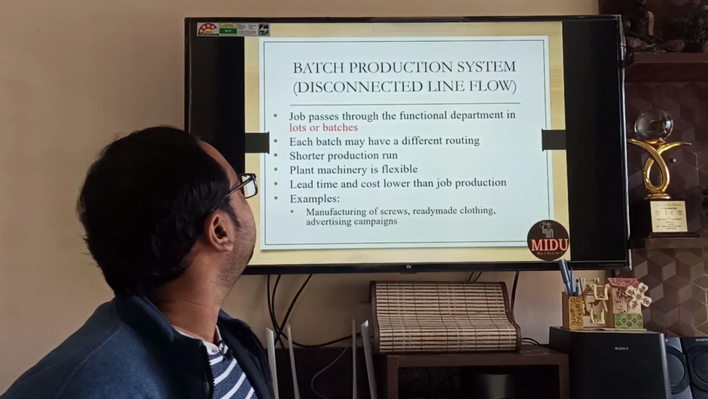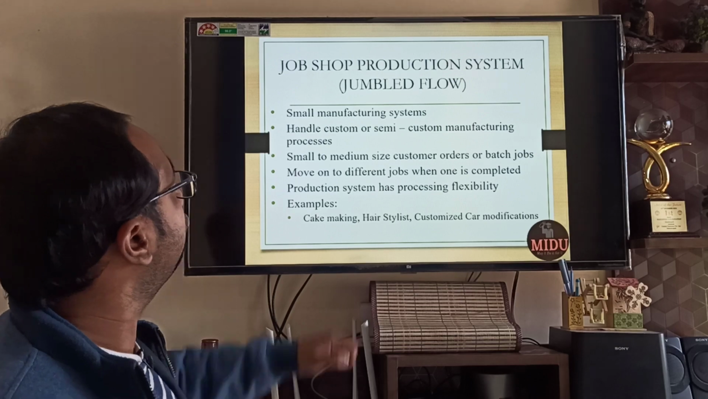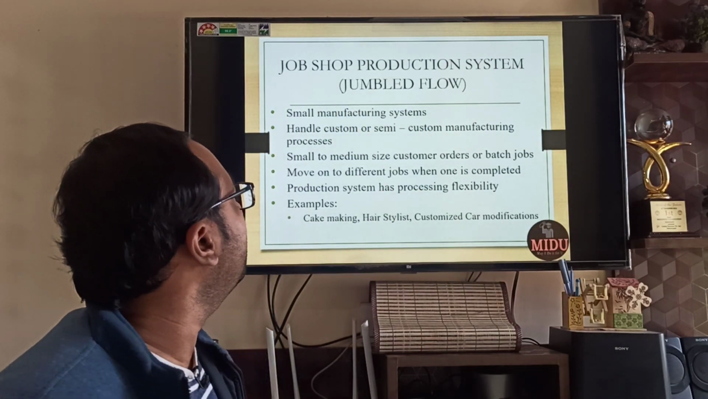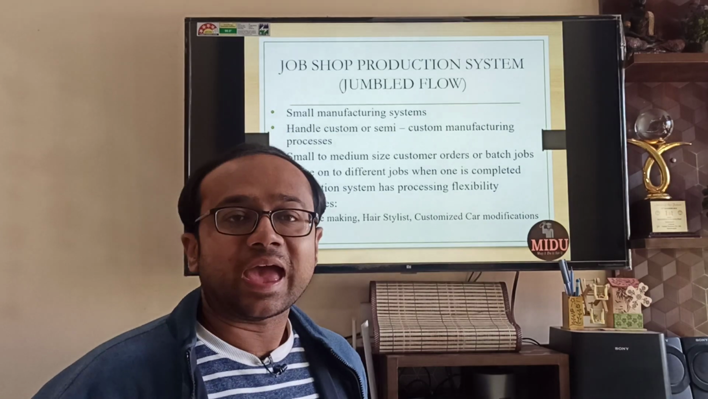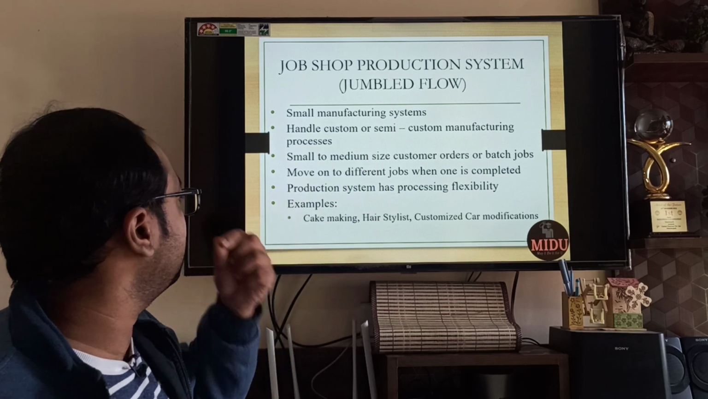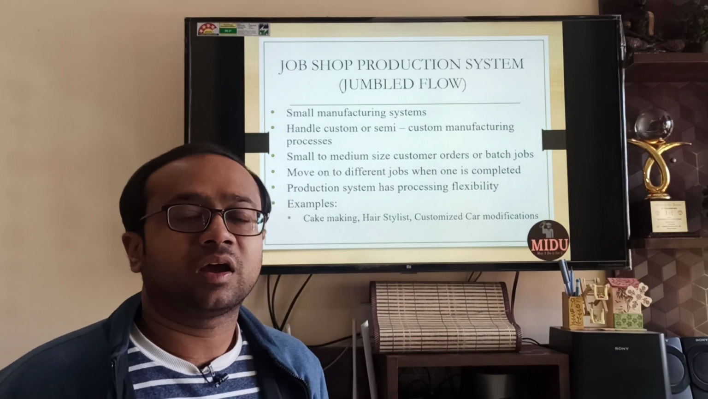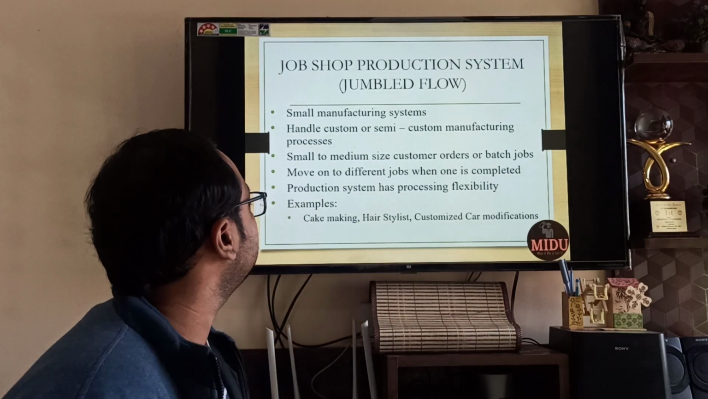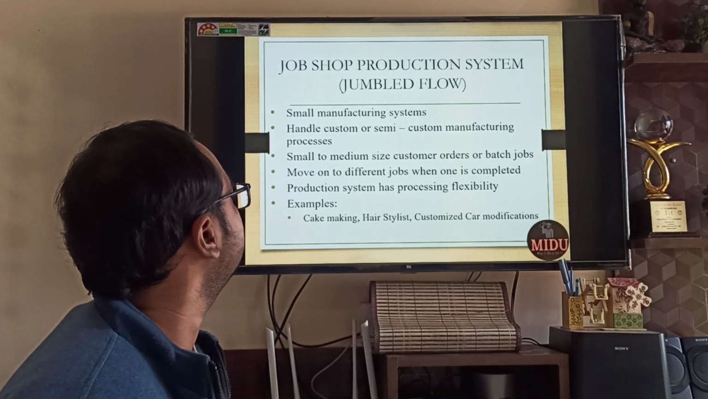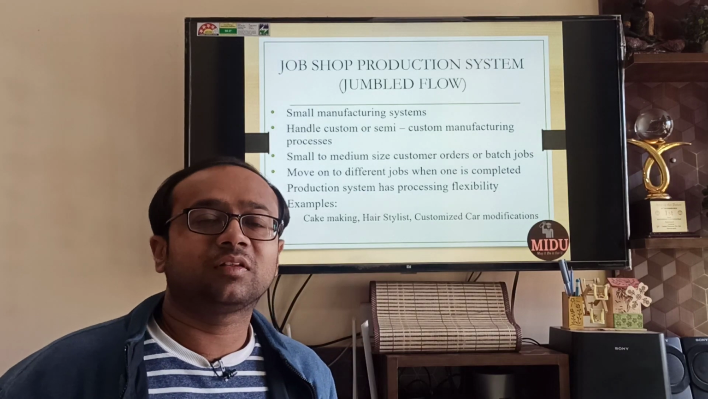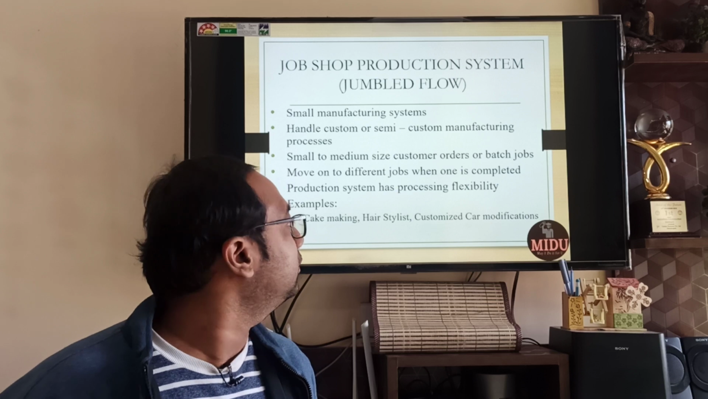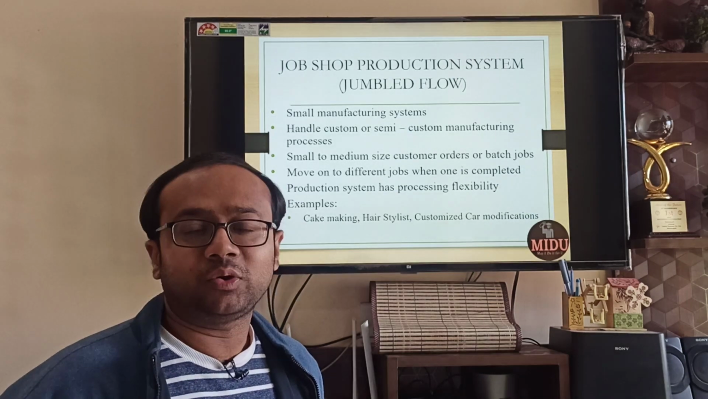Let us move to the third type. The third type, my dear friends, is the job shop production system, which is also known as the jumbled flow. So small manufacturing systems are there in this case, and why is it done? To handle custom or semi-custom manufacturing processes. So manufacturing processes in this case are customized or basically semi-customized. Small to medium size orders or batch jobs are there in this, because since it is a customized thing, not everyone will like the same thing. So in this case, the order size will be small, but you need to take care of.